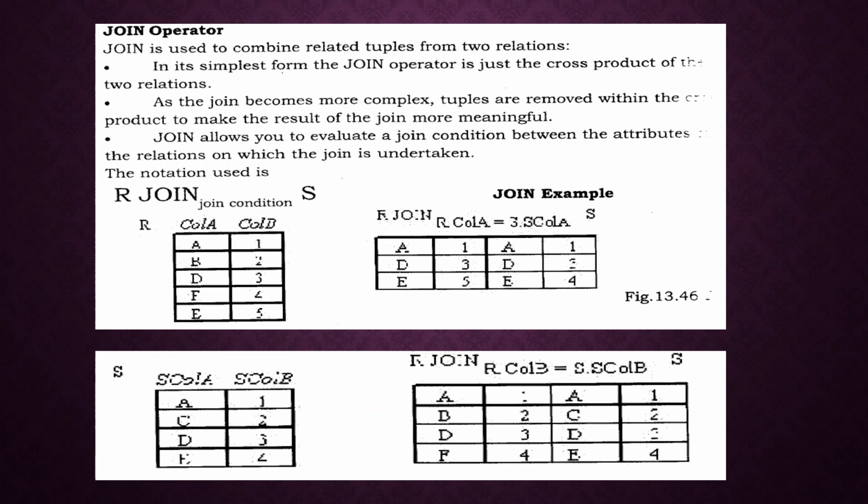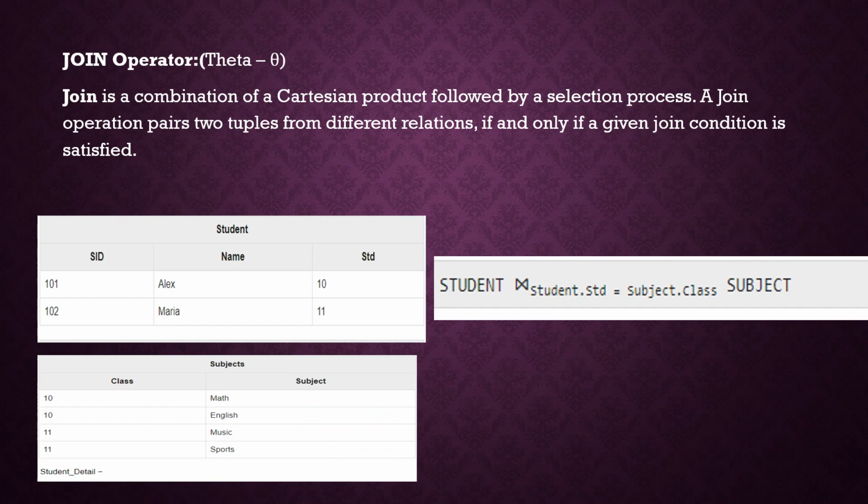In case you are going to join with some condition, here the condition is given as R dot column A equals S dot column A. That means you are joining the first table with the second table. So in the first join example you are getting the common elements of these two sets. Okay, see here, the join operator is given.